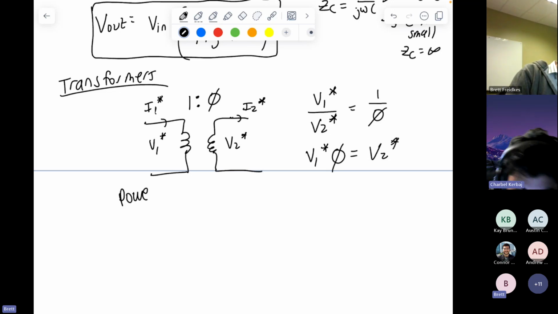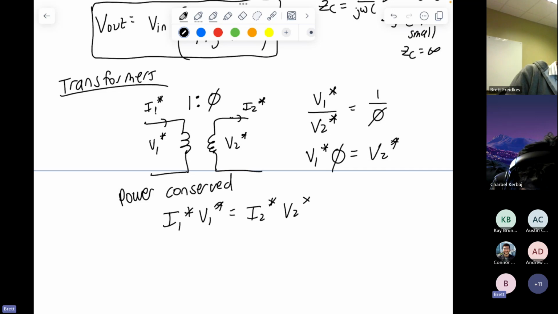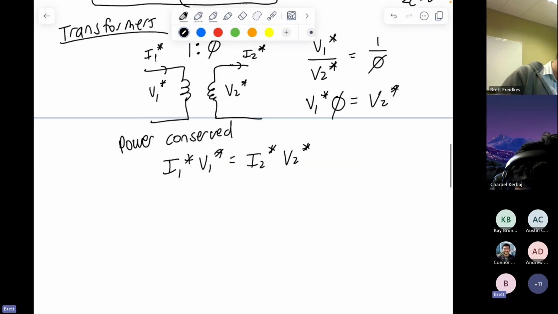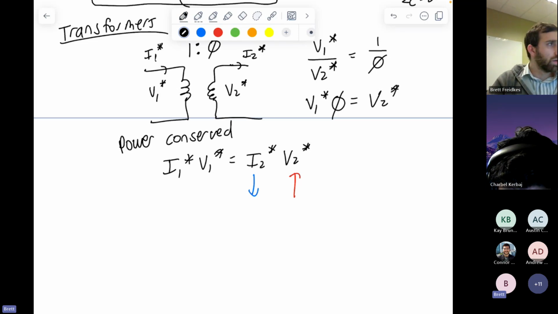If we assume that power is conserved, that means that we have I1 star V1 star is equal to I2 star V2 star. So if V2 star goes up, and this thing's a constant, well, that means that I2 star has to go down. And we can prove that mathematically like we did in class last time. Is that okay? Again, we're reviewing. I'm trying to go through this quickly. But that's the general idea of where we left off.